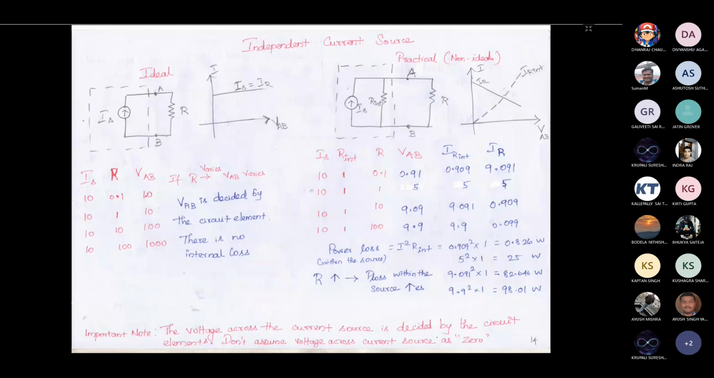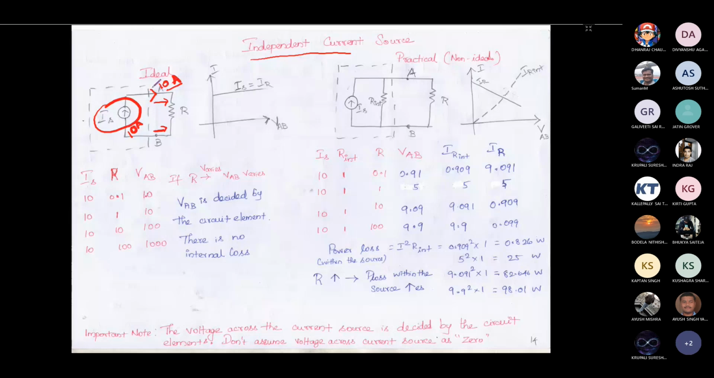Okay, so now let us proceed. Similar to the voltage source, we have the independent current source. In an independent current source, similar to the previous case, this current source can provide the same current magnitude, say 10 ampere, irrespective of the external element connected. The current coming out of this terminal A is going to be 10 ampere.